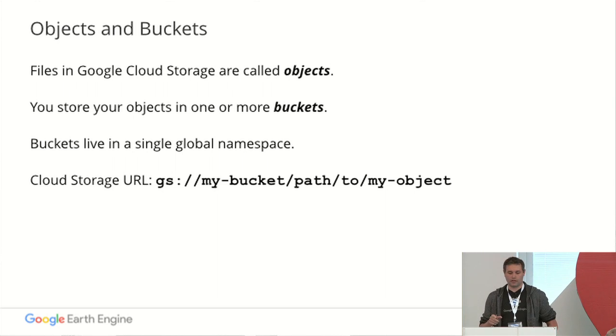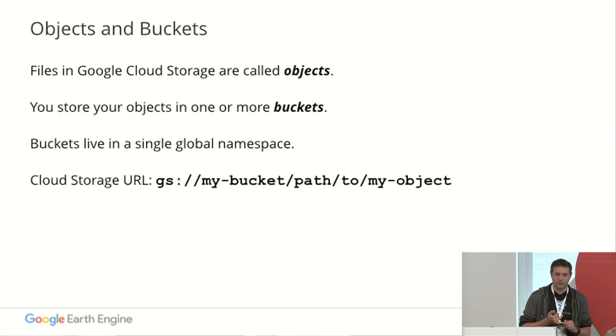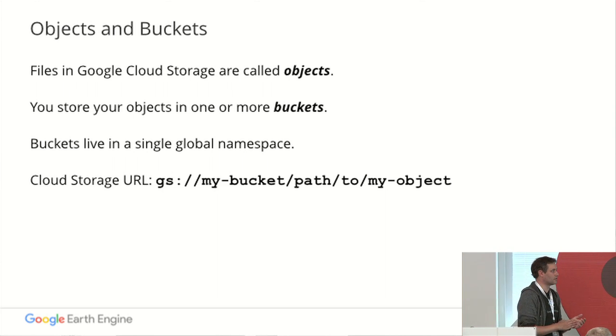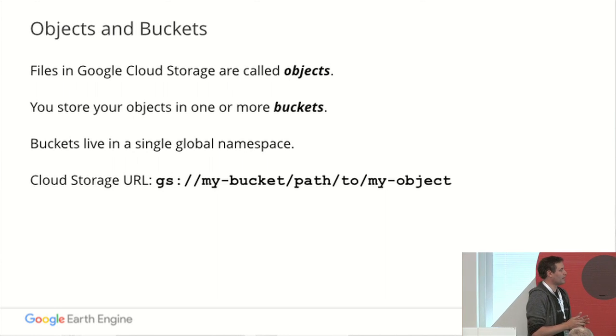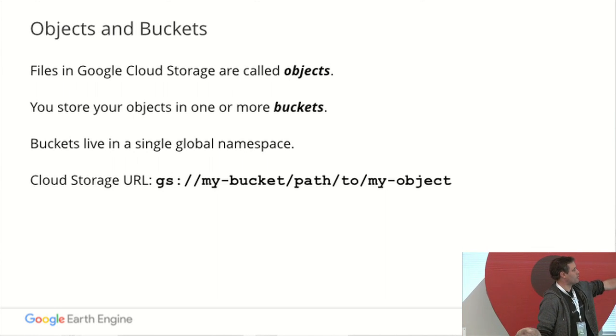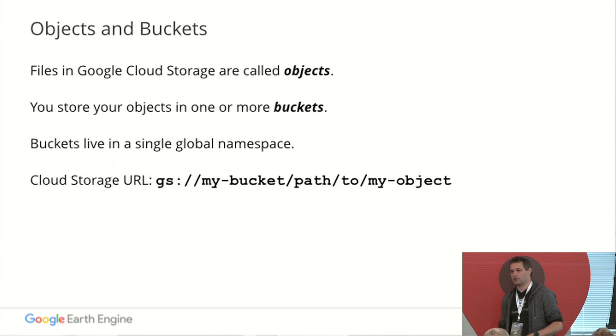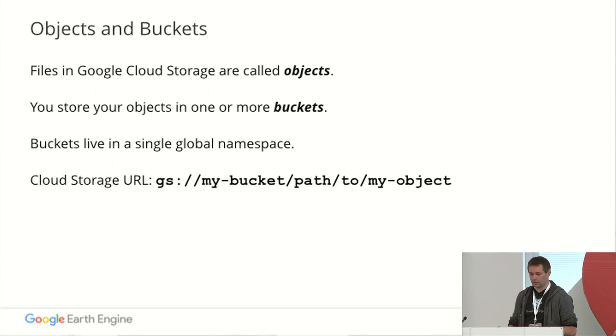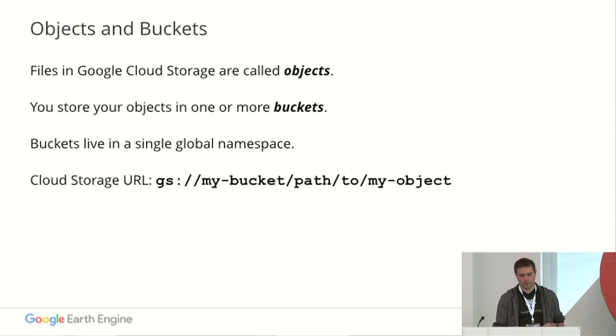Each bucket can have a different configuration in terms of the type of storage and the default ACLs. That's the unit of configuration for many of these defaults, and billing as well. And then there are these cloud storage URLs that start with gs, for Google Storage, that are how we refer to those objects internally, even if they're not being served on the web. You'll see those used in our APIs and command line tools.